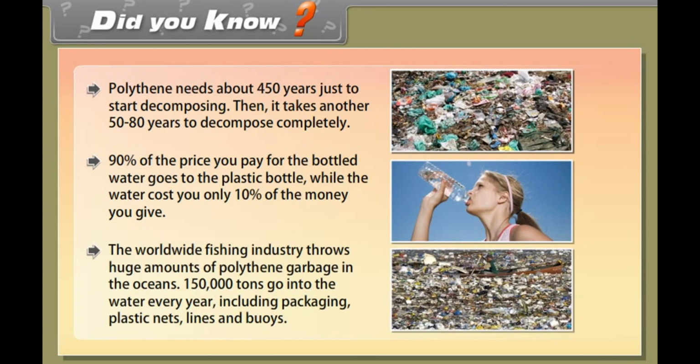The worldwide fishing industry throws huge amounts of polythene garbage into the oceans. 150,000 tons go into the water every year, including packaging, plastic nets, lines, and buoys.